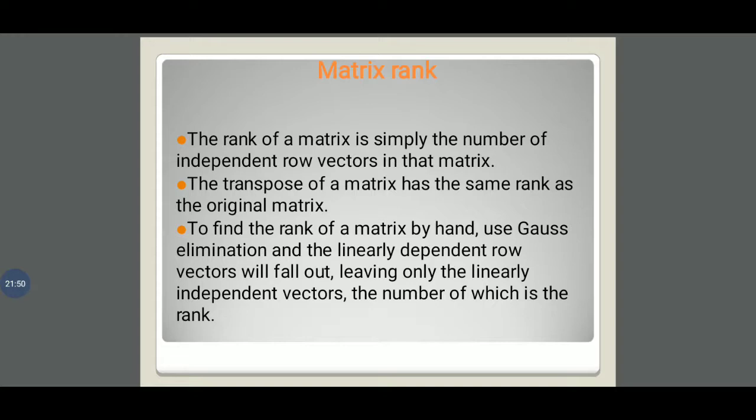Okay, other methods are there. By using elementary transformation, we can convert the given matrix into the normal form or echelon form of the matrix, and we will obtain the rank for the matrix. Okay, this is the rank for the matrix.